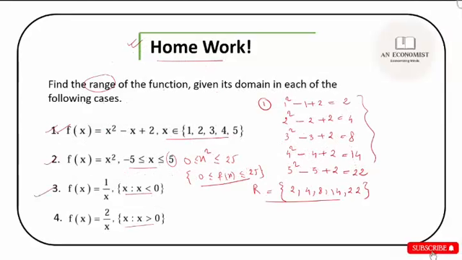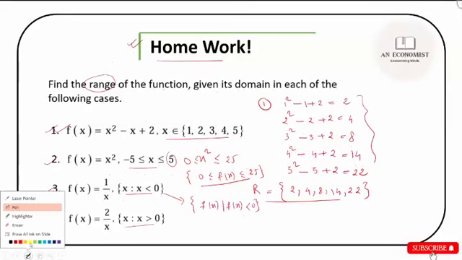Now question number 3. Question number 3 says if f(x) is 1 upon x where x is less than 0, x is negative, right? So if you put negative values here, what will you get? If the denominator is negative, the entire thing will be negative, right? So what will be the range? Range will be f(x) values such that f(x) is less than 0, right? I hope this is understood.